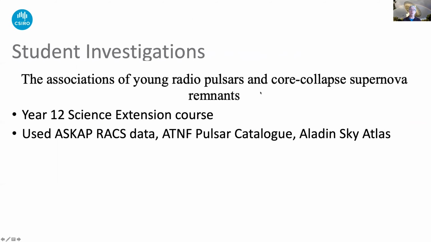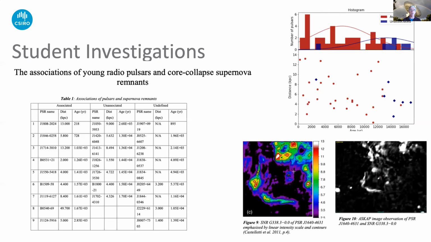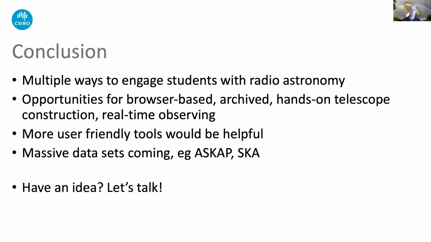And radio astronomy data can be used for student investigations. We've had a number of students use it at the top level. This is the Science Extension course in New South Wales. A student used archive data from RACS, the pulsar catalogue and LADDN to look for an association between very young neutron stars and supernova remnants. Here's some of her analysis. And so, simply using readily available online tools, she was able to come up with some very interesting results. And I think there's a lot of scope to develop this.